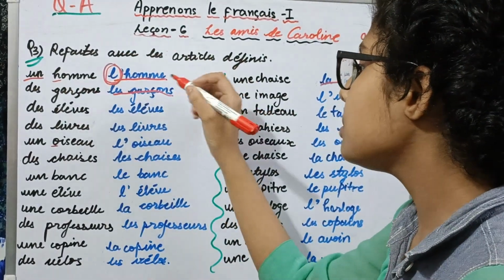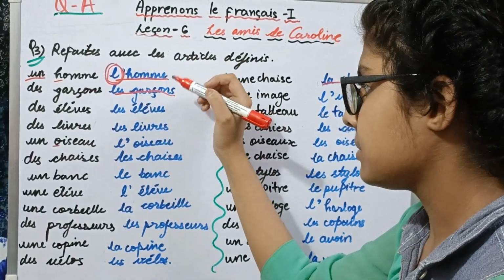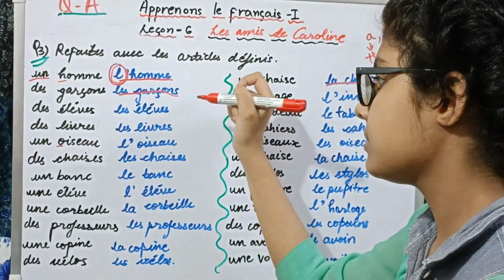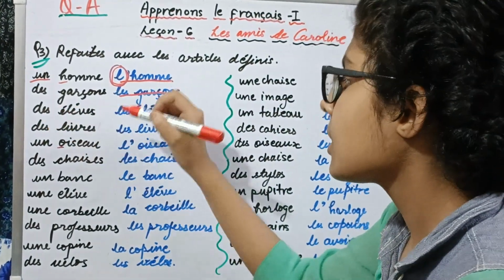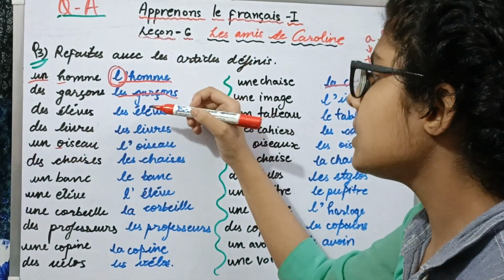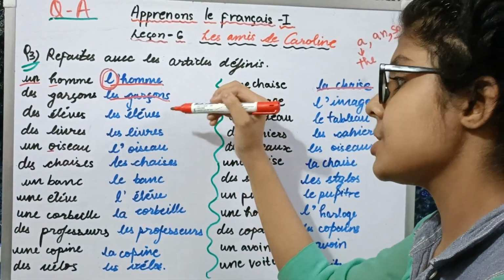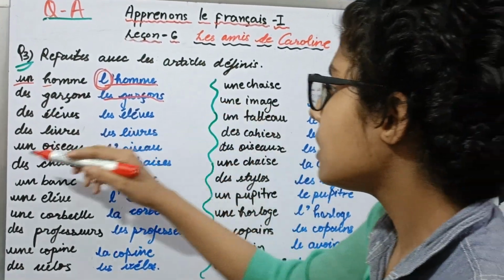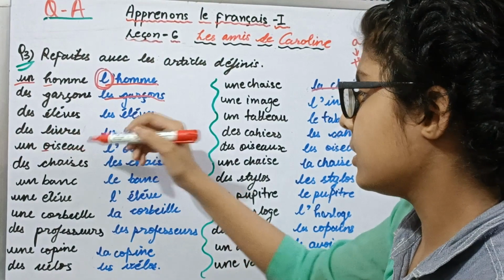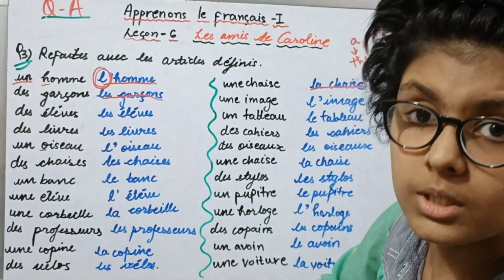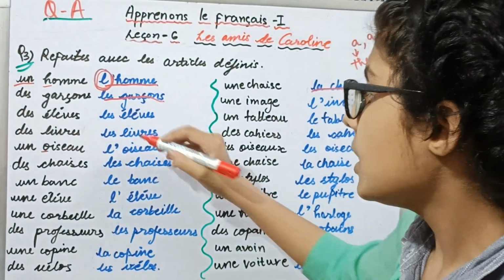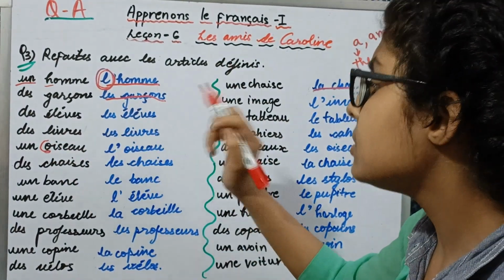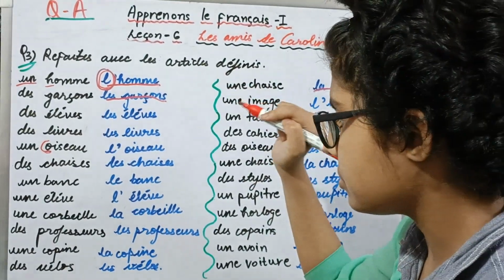Un homme, a man, would be transformed into l'homme, the man. Des garçons, some boys, les garçons, the boys. Des élèves, some students, then in plural les élèves, the students. Des livres, some books, les livres, the books. Un oiseau, a bird. And then that would be transformed into what? It would be transformed into l'oiseau, as it starts with a vowel, that is o, so it becomes l apostrophe and then the spelling of oiseau, l'oiseau.